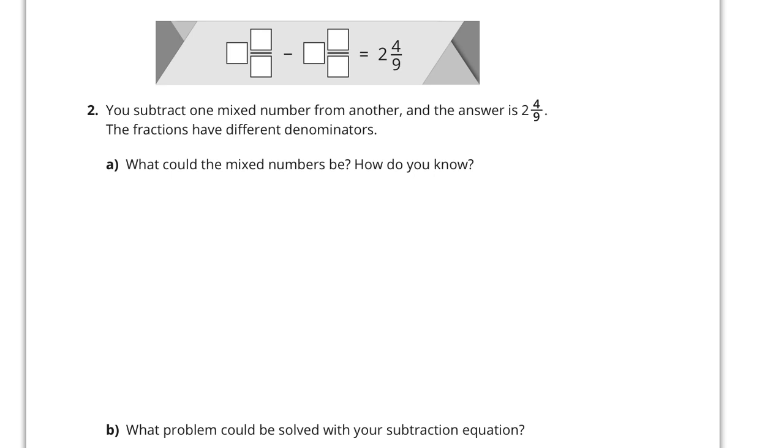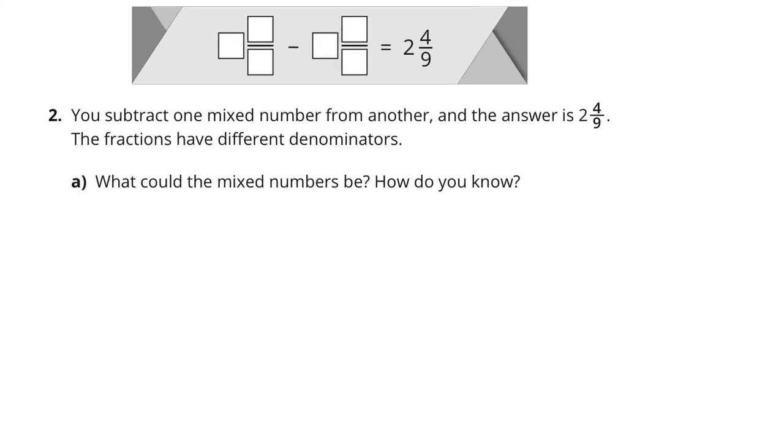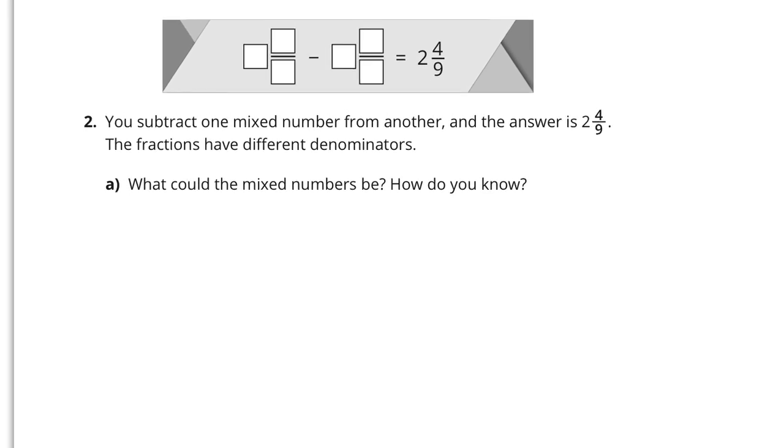Next we have pretty much the same situation, except we're talking about subtraction now. So you subtract one mixed number from another, and the answer is 2 4/9. The fractions have different denominators. What could the mixed numbers be? Let's start with the whole numbers again. Let's just say that it's 8 take away 6. That will get us 2, and that's that.